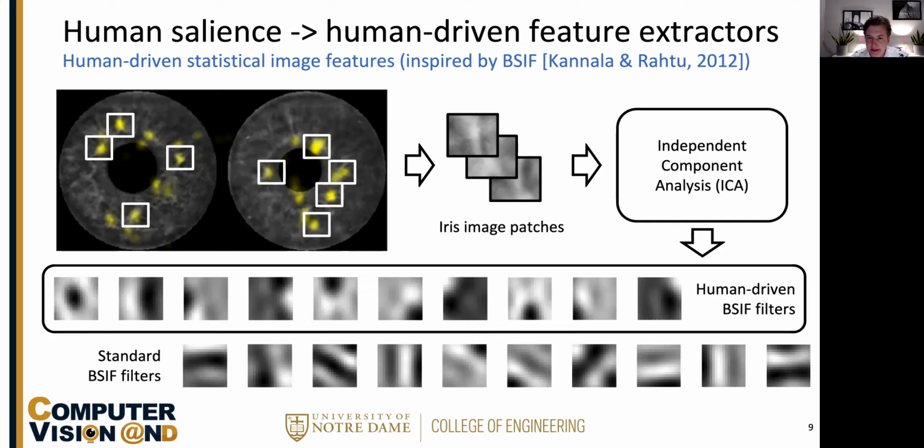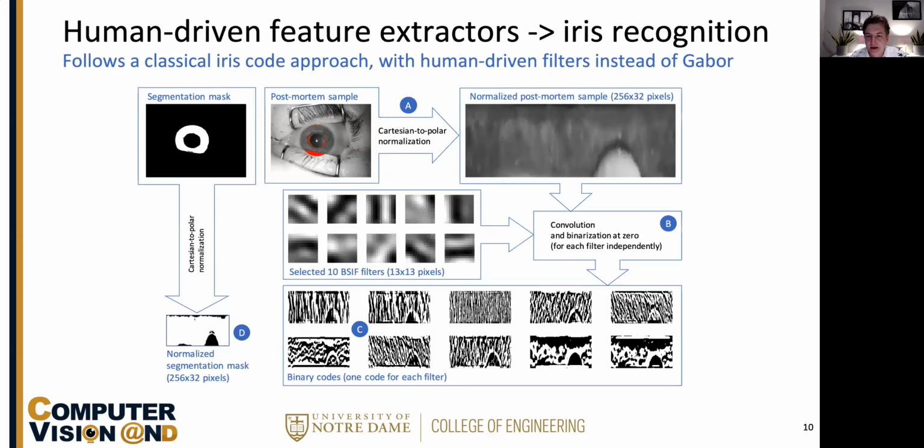And as I said, because these filters are just filters that you can use in any convolutional operation, we replace the Gabor filtering with this human-driven BSIF filtering. So we have exactly the same pipeline as the original iris recognition pipeline. And the core difference is that instead of Gabor filtering, we have human-driven BSIF filtering inside.